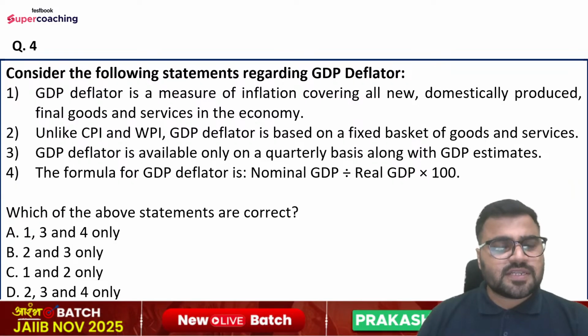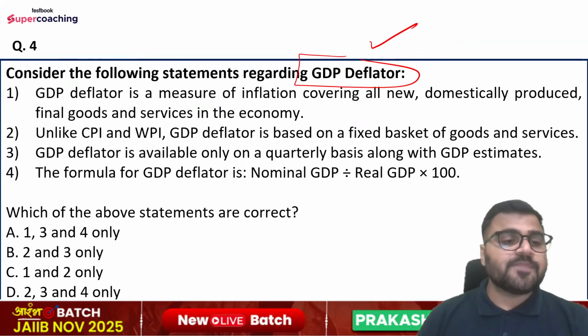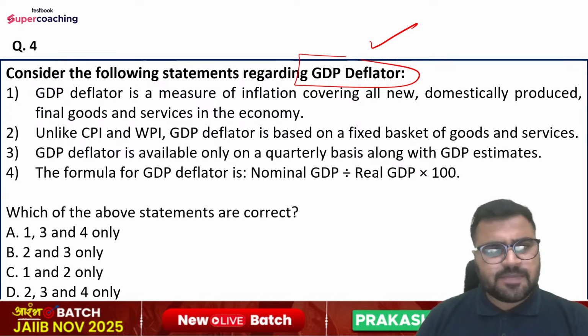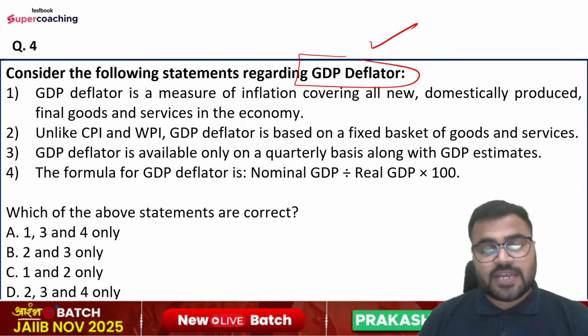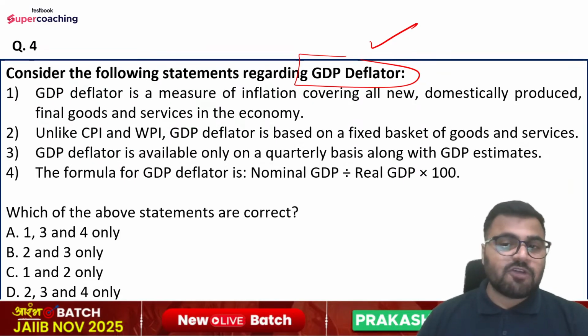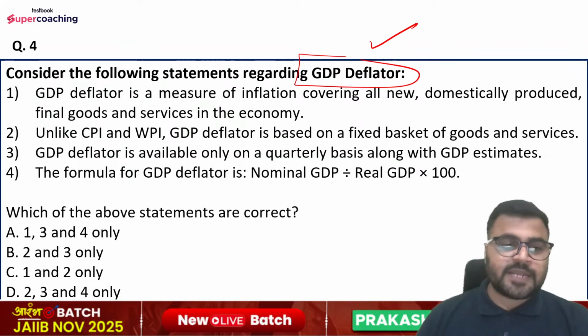Question number fourth is, consider the following statements regarding GDP deflator. You might have heard about the GDP deflator. This is a very important concept of measuring inflation. So statements are: GDP deflator is a measure of inflation covering all new domestically produced final goods and services in the economy. Statement number second is, unlike CPI and WPI, GDP deflator is based on a fixed basket of goods and services. Statement number third is saying GDP deflator is available only on a quarterly basis along with GDP estimates. Statement number fourth is saying the formula of GDP deflator is nominal GDP divided by real GDP multiplied by 100.